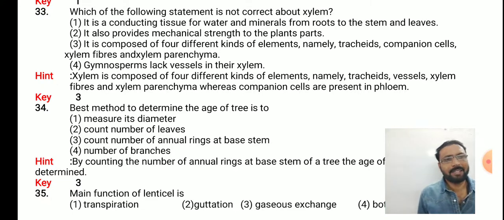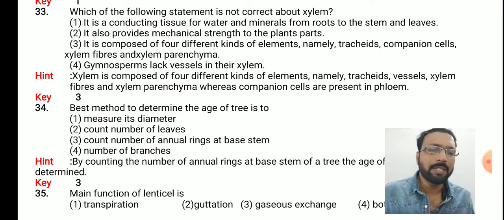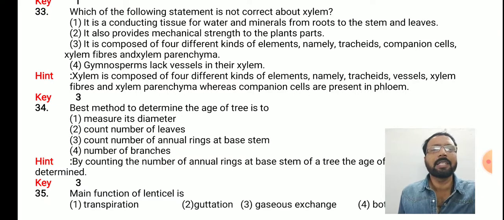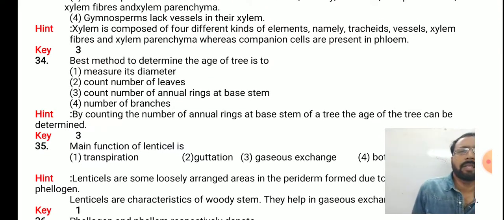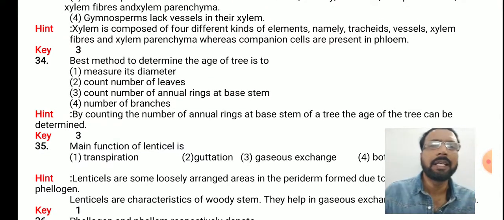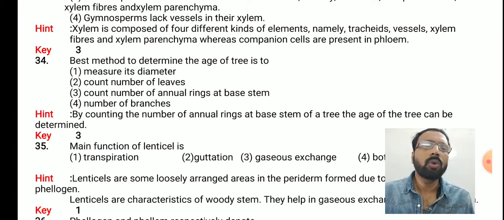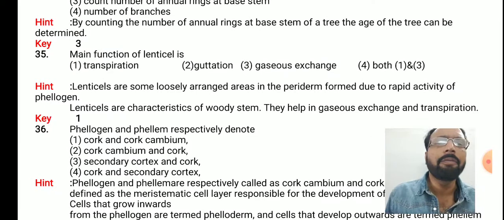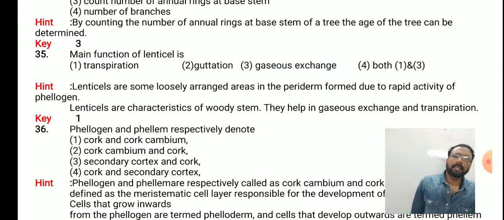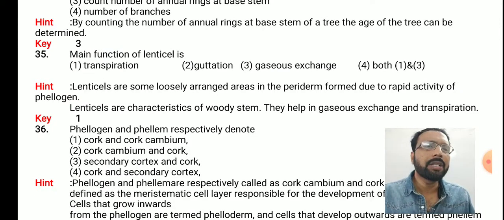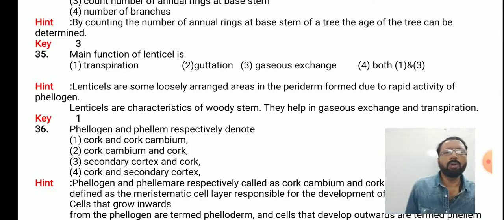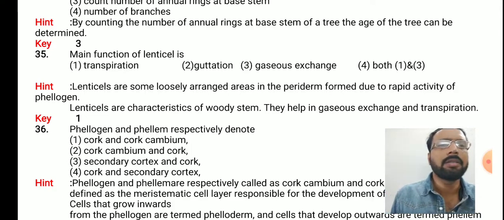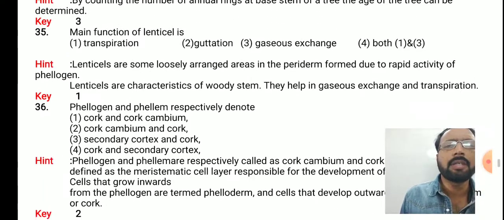The companion cells are present in sieve tubes. Remember that one. Then the 34th, the best method to determine the age of a tree is to count the number of annual rings directly. And 35, the main function of lenticel is transpiration, guttation, gaseous exchange, or both 1 and 3. 1 and 3 is the answer.